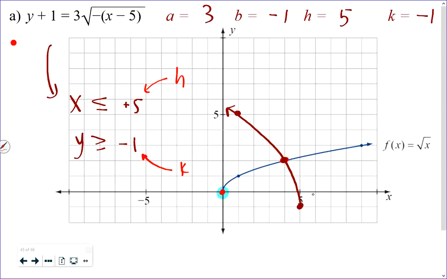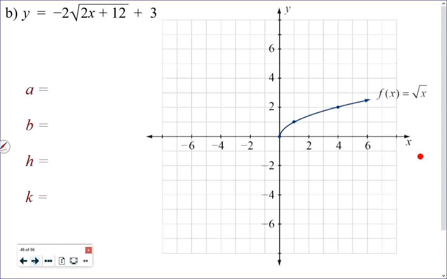Any questions with A? All right, take a minute here and write down what A, B, H, and K are.